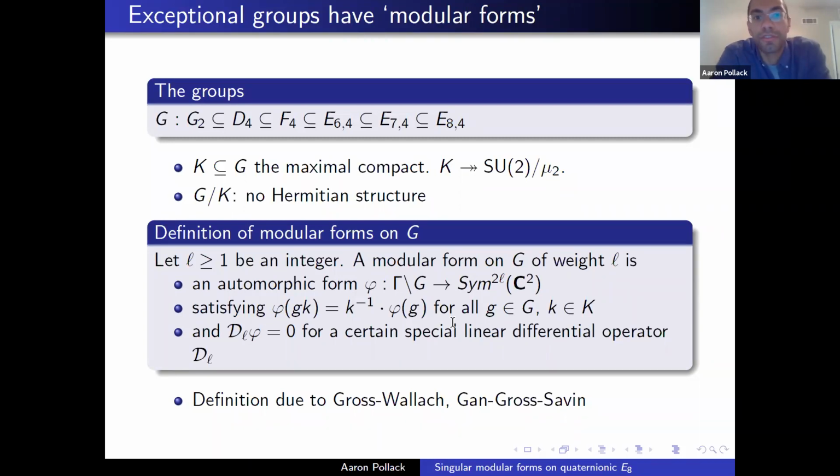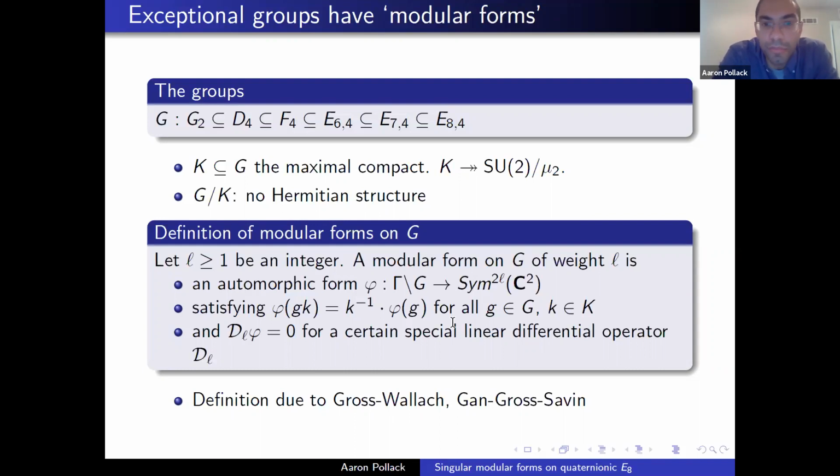Okay, so fix an integer L at least 1. Then a modular form on G of weight L is an automorphic form that's valued in the 2L symmetric power representation of the maximal compact subgroup K. So K maps to SU2, which has a standard representation, and then you can take the 2L symmetric power.